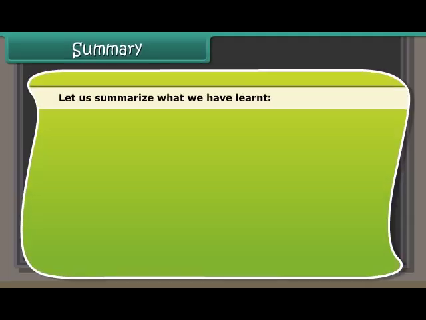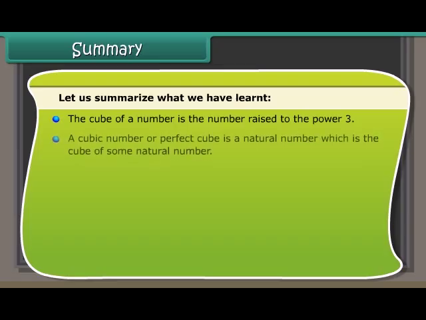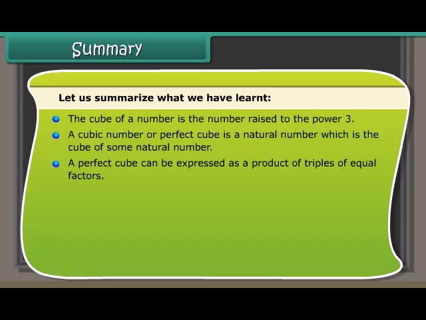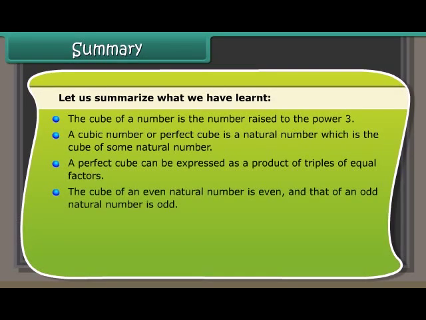Summary. Let us summarize what we have learned. The cube of a number is the number raised to the power 3. A cubic number or perfect cube is a natural number which is the cube of some natural number. A perfect cube can be expressed as a product of triples of equal factors. The cube of an even natural number is even, and that of an odd natural number is odd. The cube of a negative integer is negative.